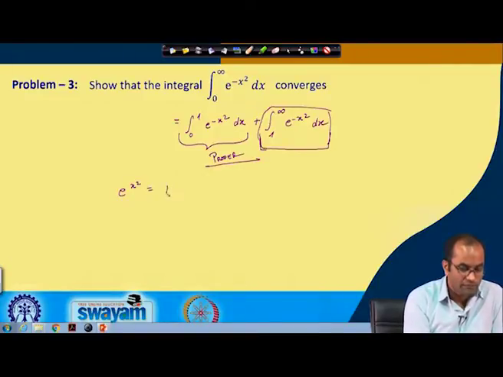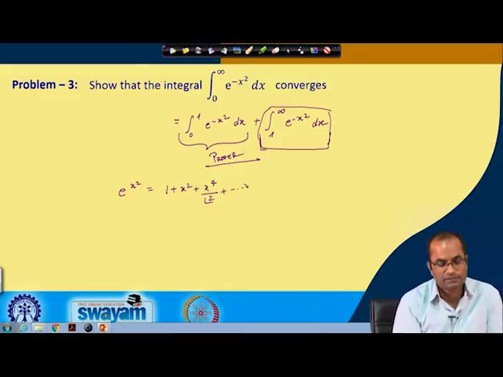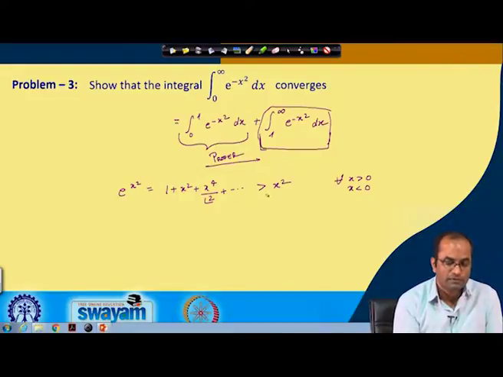expand this one, so we have 1 plus x square plus x power 4 over factorial 2 and so on. This is the expansion, and this will always be greater than the x square term. So, we have all these positive terms, whether x is strictly positive or x less than 0, this term is going to be larger than this x square term, because the x square term already sits here. In fact, x is equal to 0 also. So, for all x this is true now.